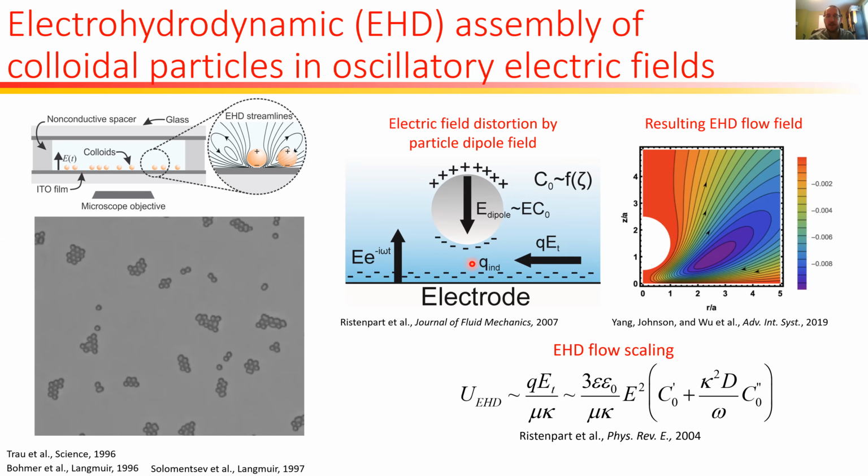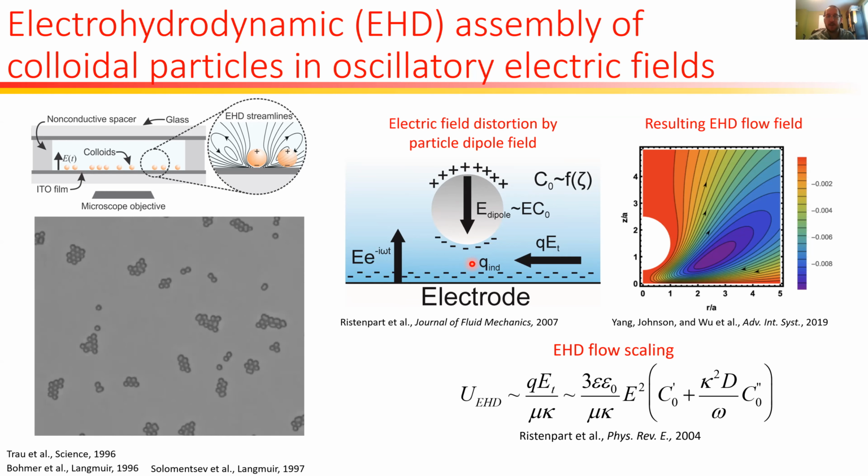And then this drives a body force on the induced charge here at the electrode, which then drives a bulk fluid flow, which for most cases is directed towards the particle, right? So we get streamlines like shown here in the simulation on the top right, where the colloidal particle is here in white, and the streamlines are directed towards the particle along the electrode interface, and then up out into solution.